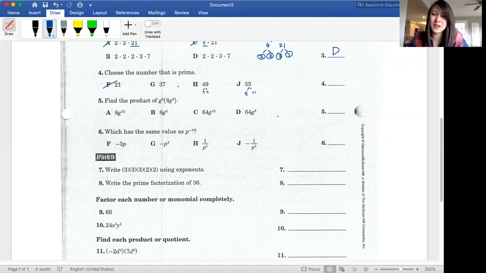So if I were to guess, even though I'm not sure, I'm like, okay, can the other numbers be broken down? 37? Well, all the other ones can be broken down. So I'm going to say G is my answer.